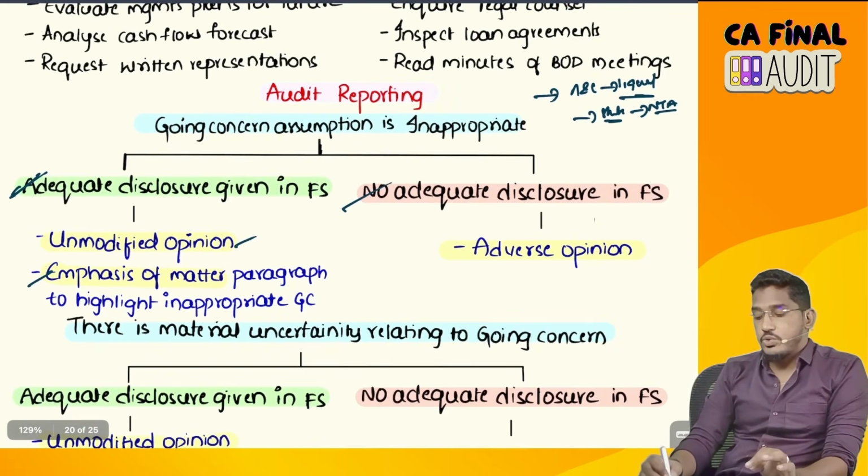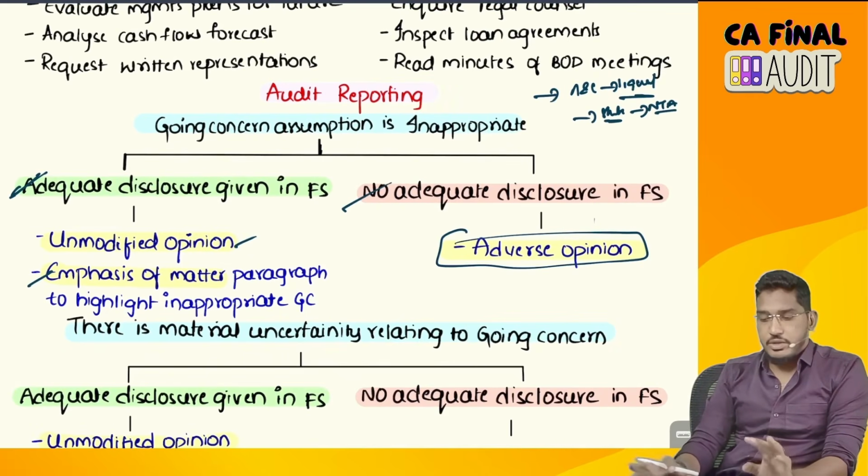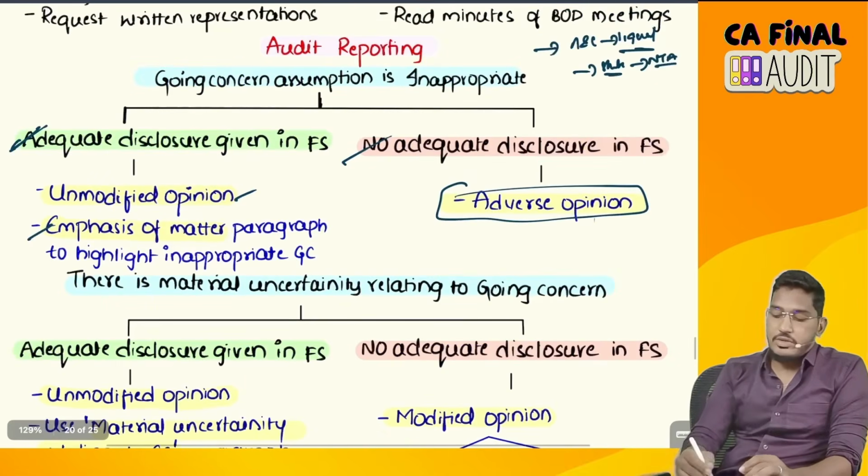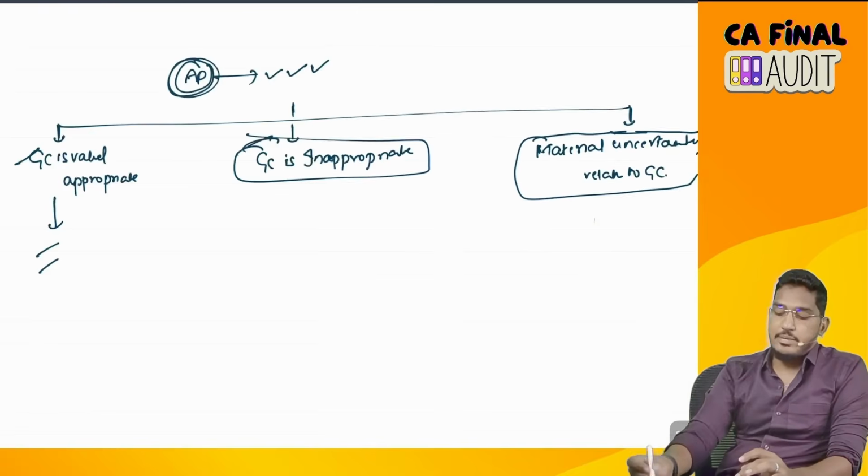Here the standard has told you to go to the extreme and directly give an adverse opinion. Don't look any other way. Directly give the adverse opinion. Why? Because that misstatement is not just material. That misstatement is material as well as pervasive. So no need to have any second thought. Directly go ahead and give the adverse opinion. Right? So this is regarding when going concern is inappropriate.